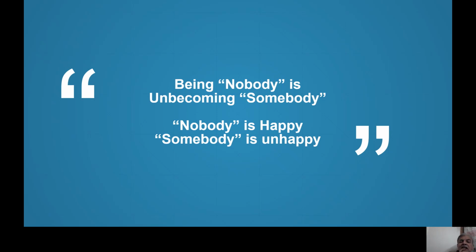So this was what I was telling in the earlier class, that Swami Anubhavananji has talked about this very good, important sentence. Being nobody is unbecoming somebody. Nobody is happy. So what do you have to become? If you want to become nobody is happy, it means if you become somebody, if you become father, if you become son, if you become owner of the factory, if you become somebody, you should become nobody.